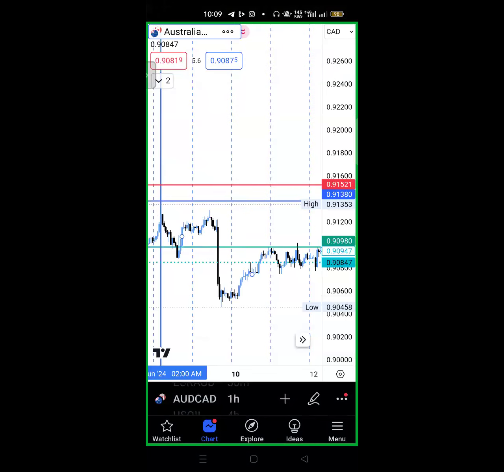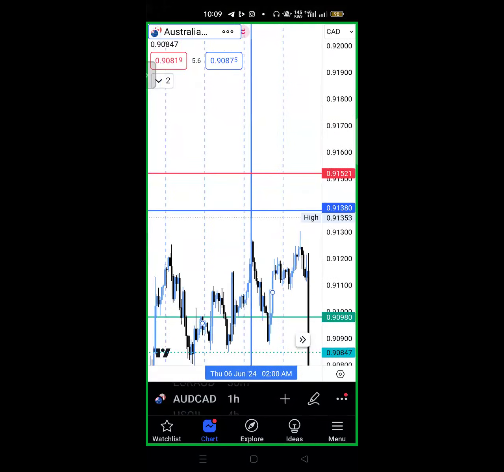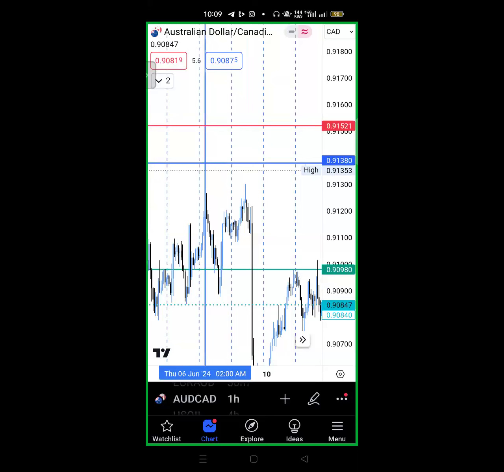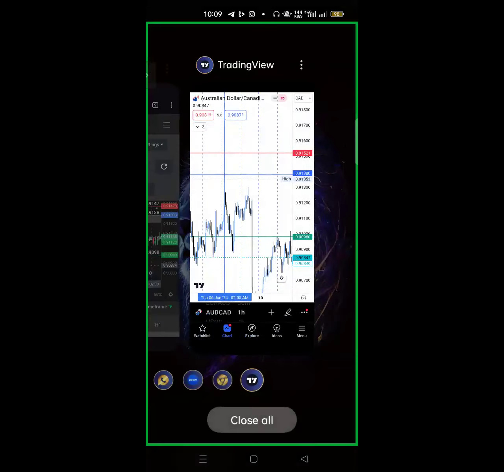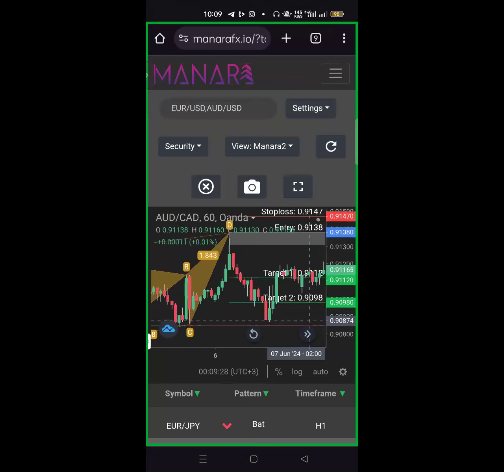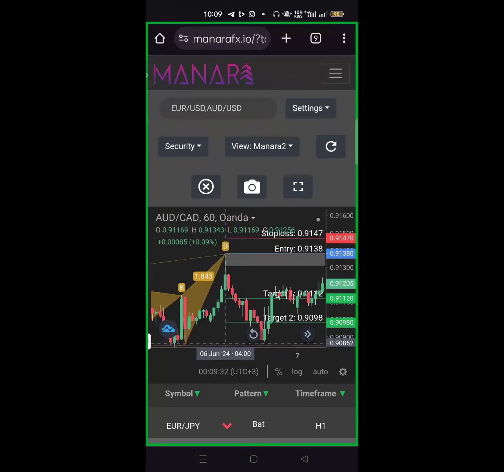All right, so let's look at it. This trade was called at 2 a.m. Now, do you see what just happened? When Manara gives you an idea, remember, guys, there are always two entries. The first entry is anytime you see this gray box. Manara is telling you that you can enter at this point, or you can enter at the main entry here. So this is entry one, entry two.